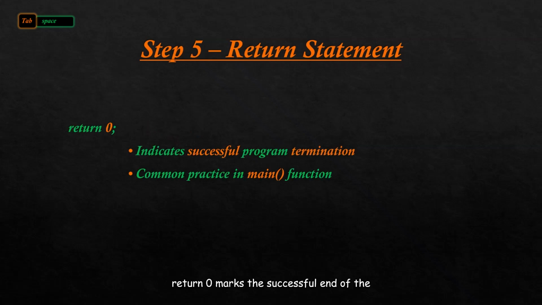The line return 0 marks the successful end of the program. It signals to the operating system that the program executed without errors.